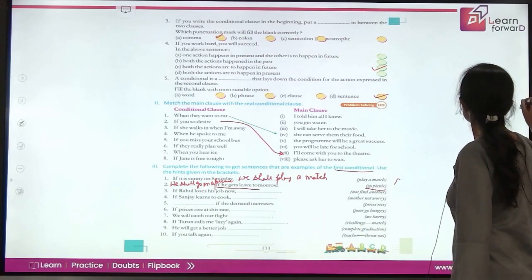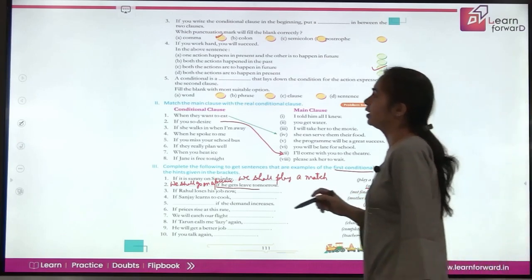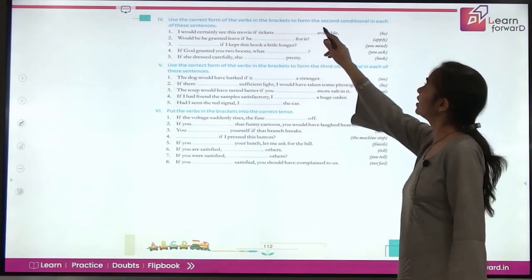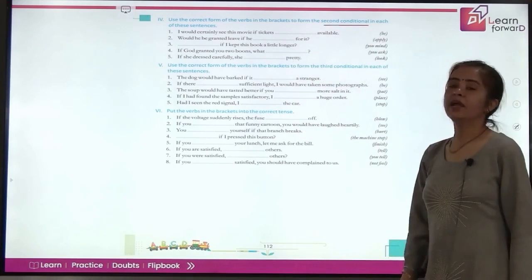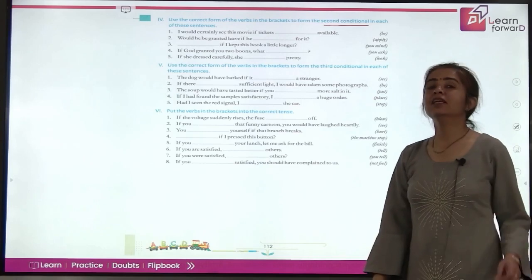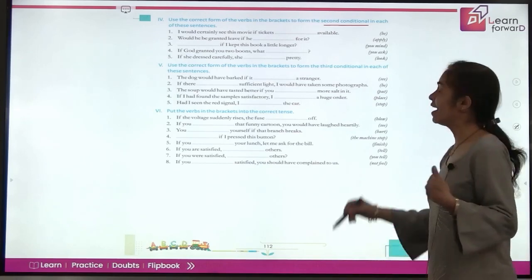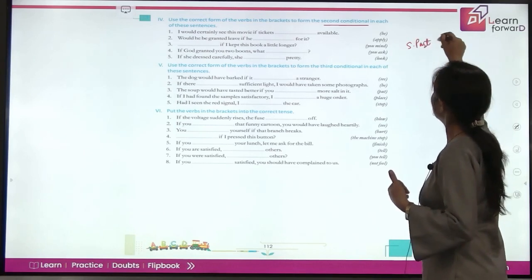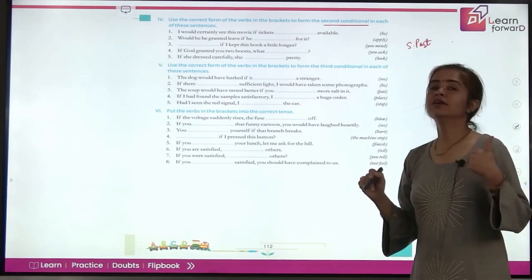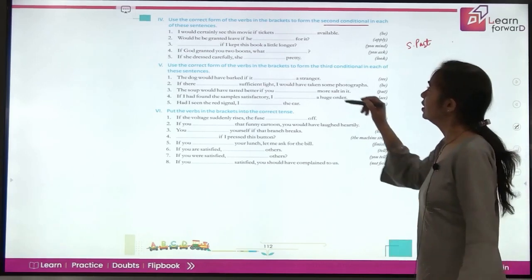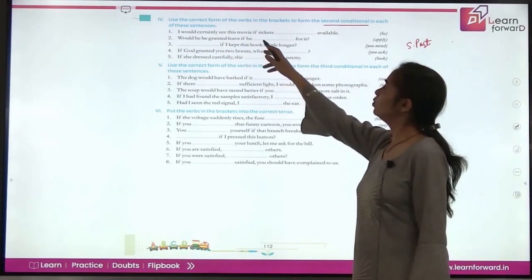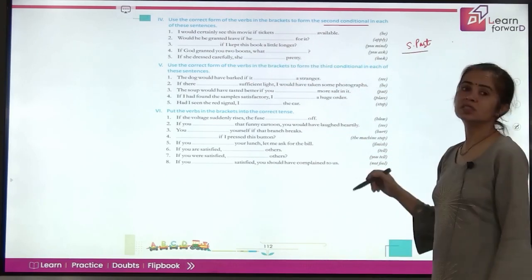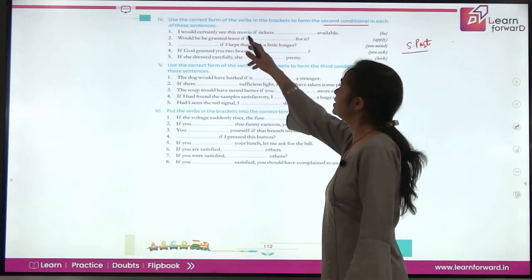Now coming to the next question. Let us talk about the next category of conditionals. Use the correct form of verbs in the brackets to form the second conditional. And what does your second conditional say? The if clause has simple past tense, and then it is followed by could or would, like this. So: I would certainly see this movie if tickets. Now with the if clause, you have to use simple past tense.